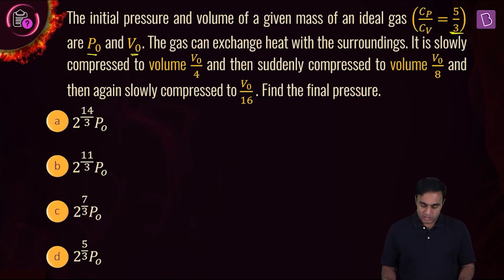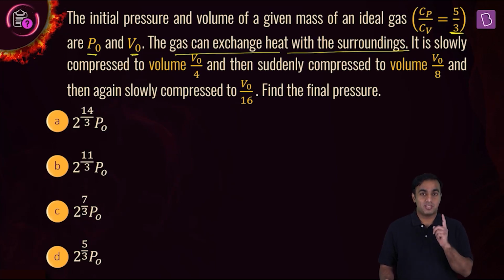Alright. It is also said that the gas can exchange heat with the surroundings. What does it mean? If the process is really slow, it is an isothermal process. The temperature will remain the same as that of the surroundings.